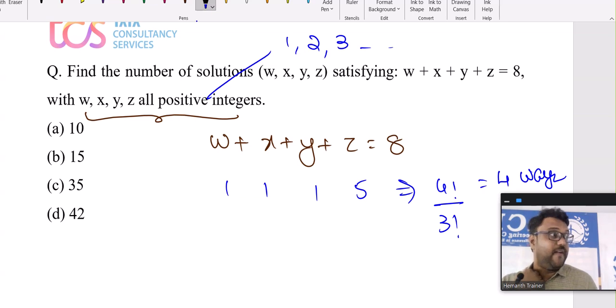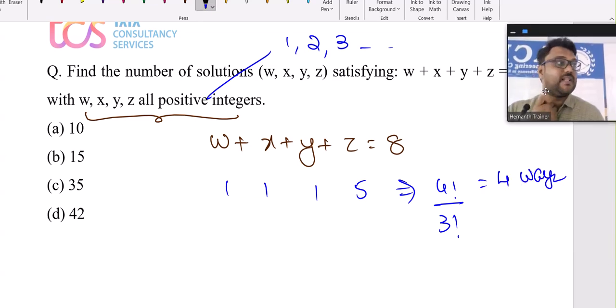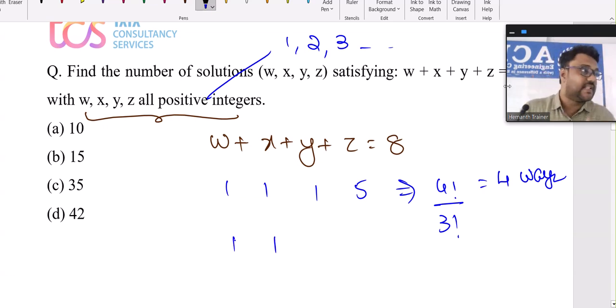Why 4 factorial by 3 factorial? How many numbers here? 4 numbers. Among them, 3 ones are there, 3 are repeated, divided by 3 factorial. Okay. With 3 ones, fine. Then with 2 ones, what is the remaining sum I required? 6. I cannot go with 0, 6, 0 is not allowed. I cannot go with 1, 5, it's already done. Next, 2, 4.